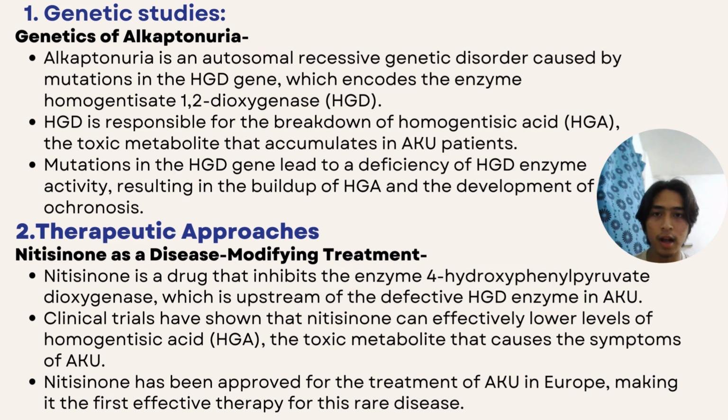Genetics of alkaptonuria. Alkaptonuria is an autosomal recessive genetic disorder caused by mutation in the HGD gene, which encodes the enzyme homogentisate 1,2-dioxygenase, HGD. HGD is responsible for the breakdown of homogentisic acid, HGA, the toxic metabolite that accumulates in alkaptonuria patients. Mutation in the HGD gene leads to deficiency of HGD enzyme activity, resulting in the build-up of HGA and the development of ochronosis.